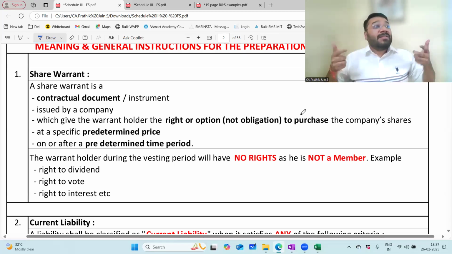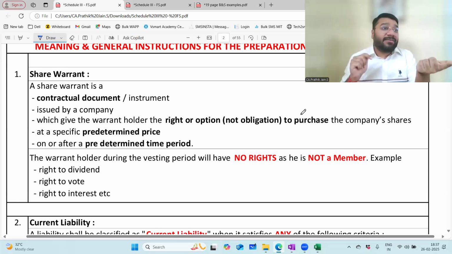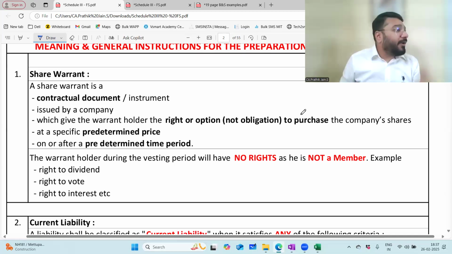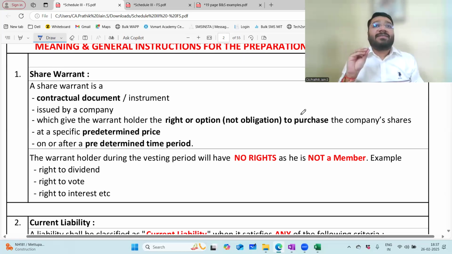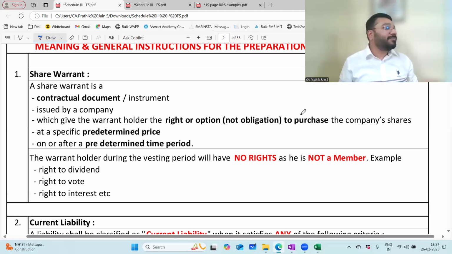But the proposal I gave you, where I will give shares after 5 years but take money now: 5 years I'm enjoying your money, and what are you getting in return? Nothing. What are you getting, boss? 5 years I'm enjoying your money. Am I paying interest for that 5 years? No. Am I going to give you dividend? No, because you're not a member.